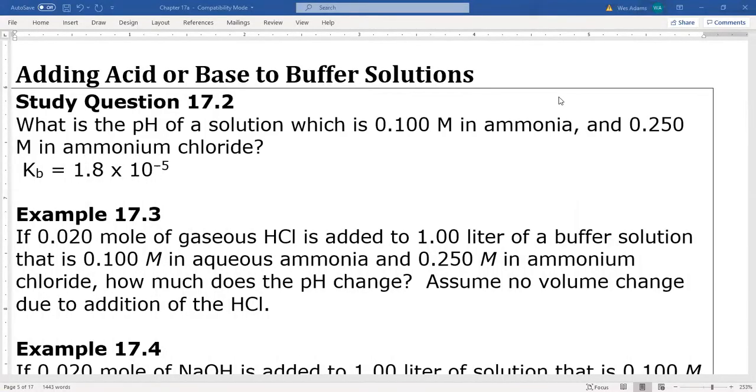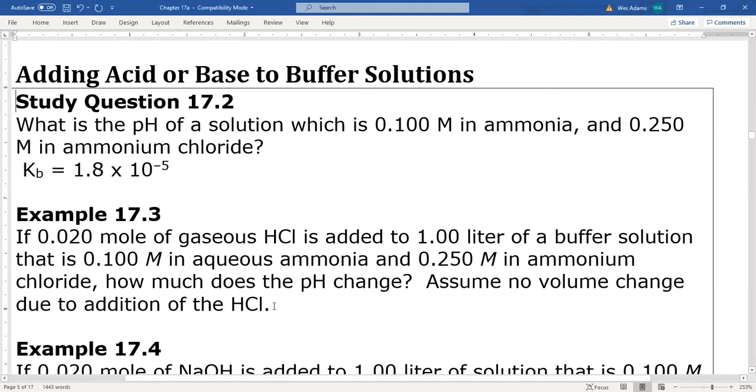All right, let's talk a little bit about what happens with buffer solutions if you add small amounts of acid or base. First, we'll consider a buffer solution where nothing's been added, and then we'll look at how it changes when I add 0.02 moles of gaseous HCl, and we'll leave the volume at 1 liter of that buffer solution, and we'll assume no volume change.